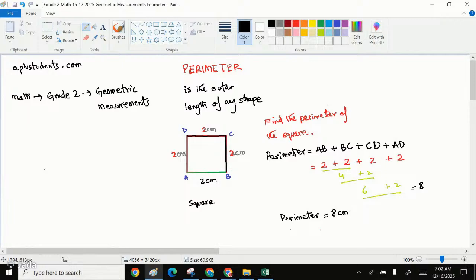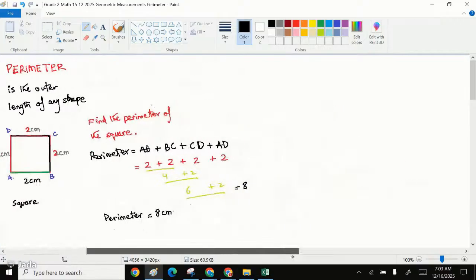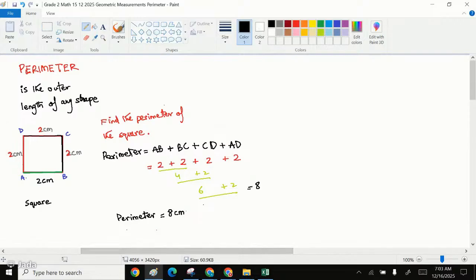Okay, the length is always in centimeter, meter, yards, kilometers, right? So you always have to write centimeter or meter, whatever is given in the question. Okay, now that we have the basic idea of what perimeter is, let's go to the first question.